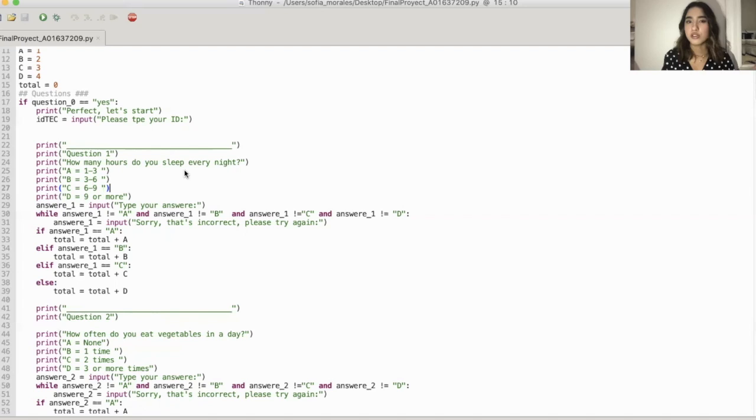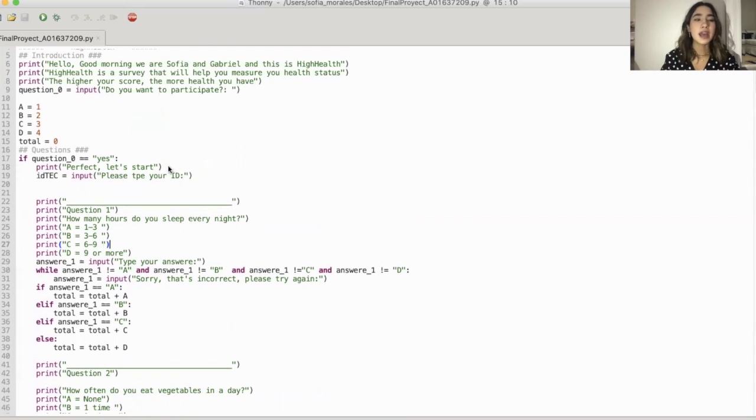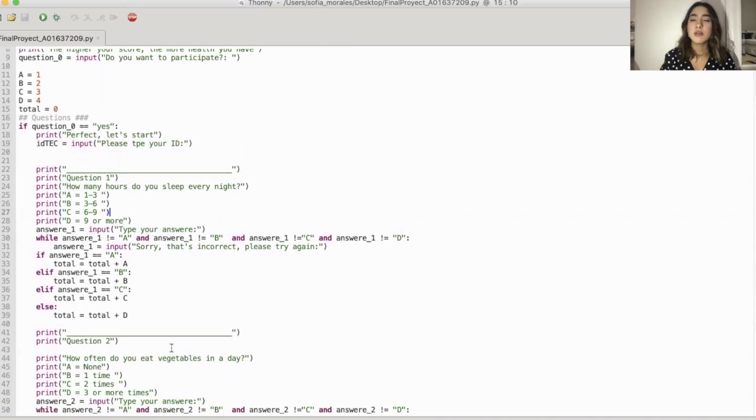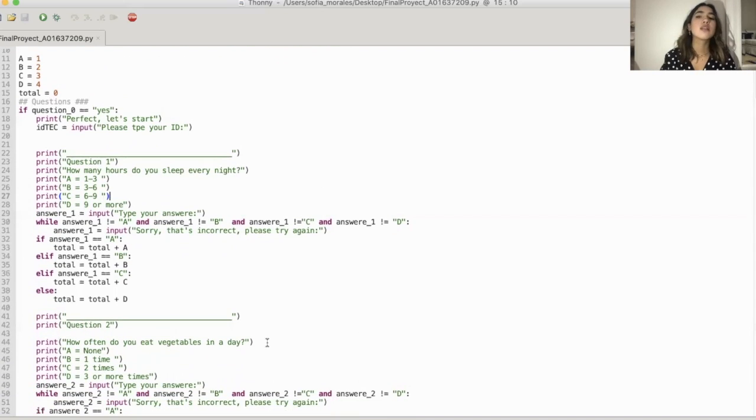And that's how the questions will be given, because at the end, what it's gonna do is add all your points. So how many times you answer A, B, C, or D, they're gonna be added together with these points. And later on, I'm gonna show you how that works and how it gives you the answer.